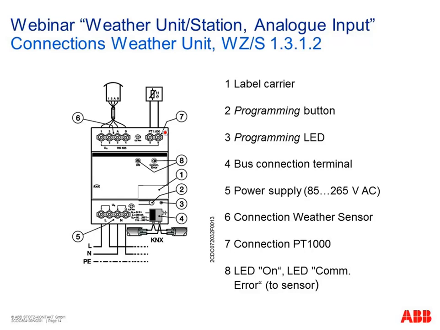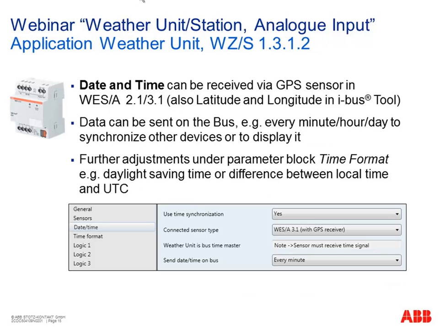PT1000 temperature sensor. Furthermore, we have 2 LEDs, one indicating the component is running, LED on means power is existing, and an error LED here, communication error, indicating that there is a wrong or not existing communication between the weather sensor itself and the weather unit. Yeah? Gives you also a fast optical information here. Yeah, let's come to some details in the application together with some screenshots of the ETS application.